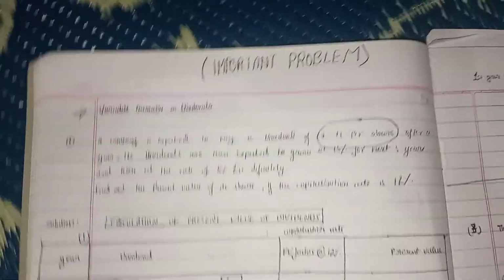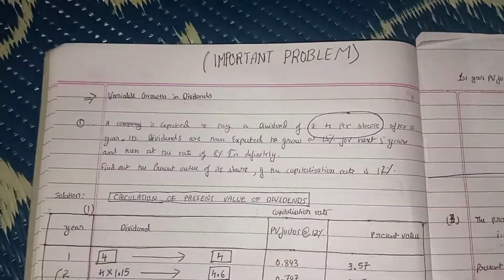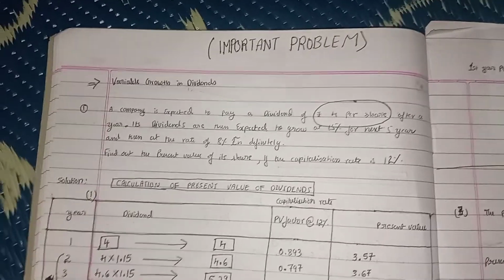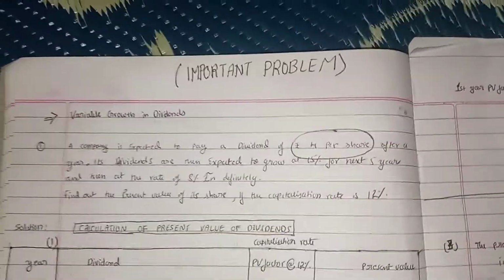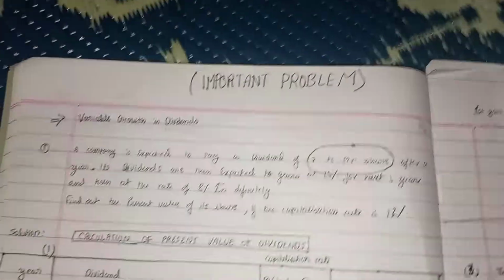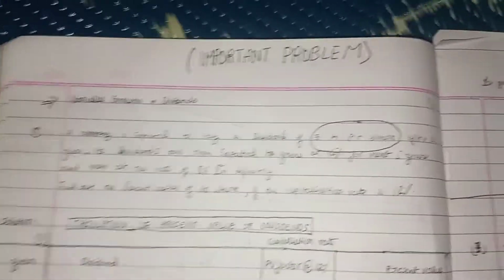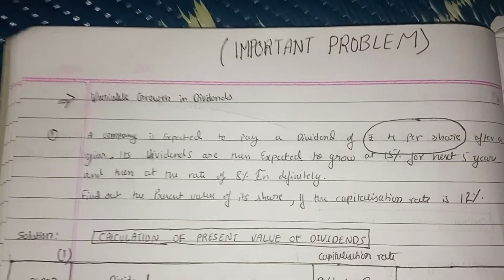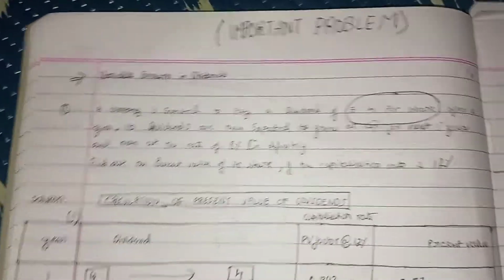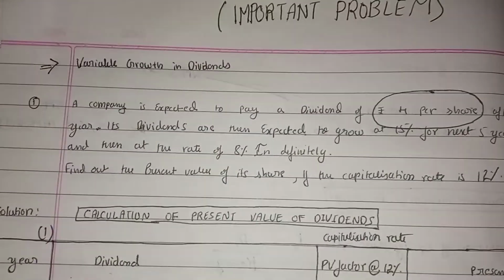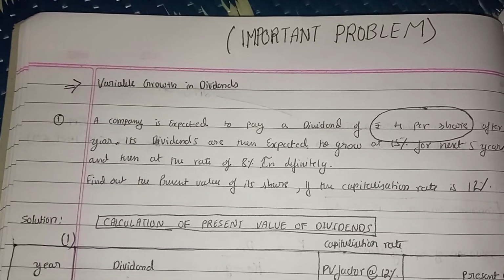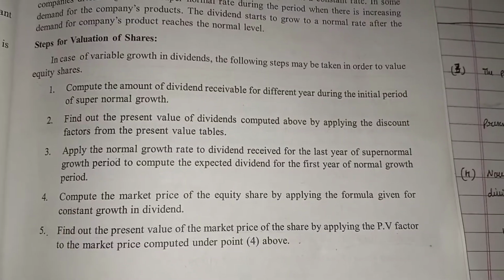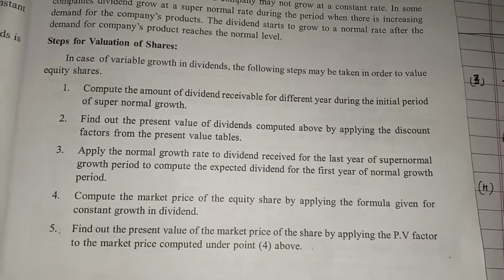Hi friends, this is a very important problem. Most possibly of getting 12 marks, 15 marks, 14 marks, whatever it might be, depending upon the universities they set their marks. Okay, you can observe this is the valuation of securities. The concept here is variable growth in dividends. The steps for valuation of shares.